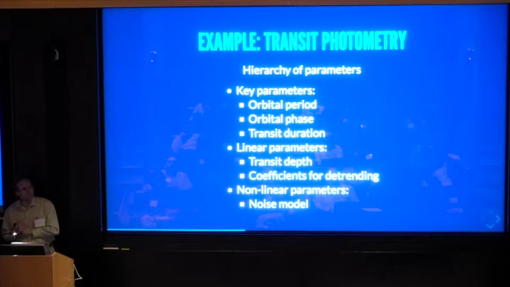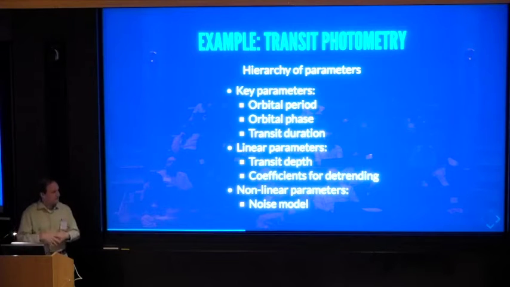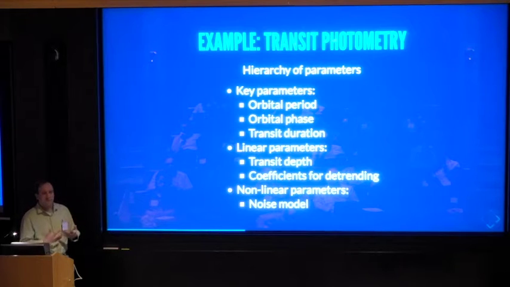In some cases, there's some noise that's not part of our measurement uncertainties, and we have a noise model that has nonlinear parameters. For example, if the star has some astrophysical variability that's not modeled, we might have a correlated noise model with a correlation strength that's a nonlinear parameter and has to be optimized over in that case.